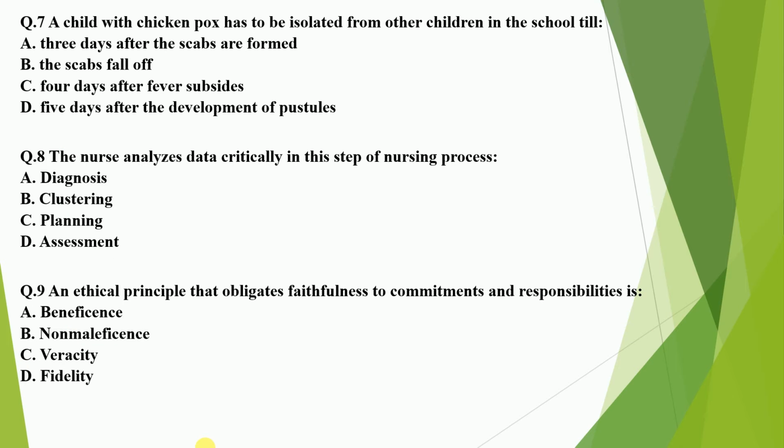Next question. A child with chickenpox has to be isolated from other children in the school till option A, 3 days after the scabs are formed, option B, the scabs fall off, option C, 4 days after fever subsides, option D, 5 days after the development of pustules. Correct answer is option B, the scabs fall off.